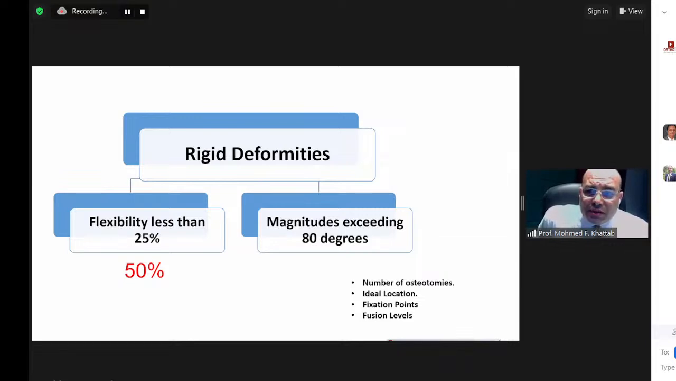It is also stated that it is a severe deformity, and rigidity is suspected, when the magnitude exceeds 80 degrees. By knowing that we are dealing with a complex spine and rigid spine deformity, we need to properly plan our number of osteotomies, as we heard from Bhavuk in the previous presentation. Where is the ideal location? What about the fixation points? And what about the fusion levels?